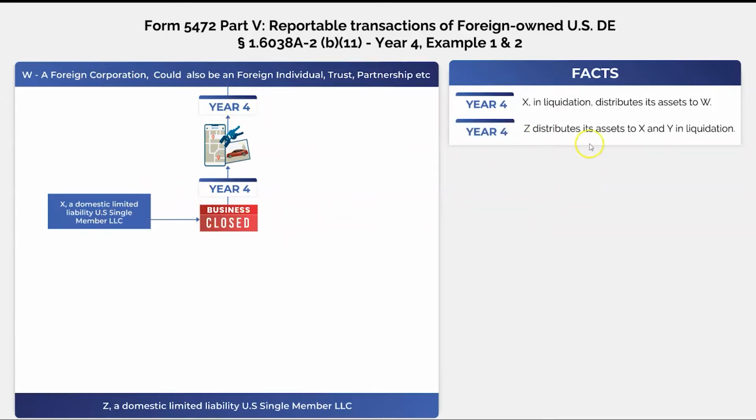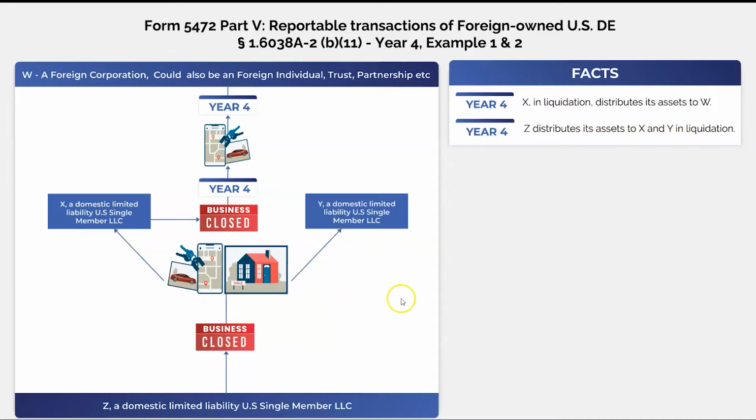Now let's move on. In the same year, Z distributes its assets to X and Y in liquidation. So you have Z here. In the prior videos, I explained that W owns X. W formed this company, and then the same W also formed Y. So you could have W, which is a foreign corporation, forming X, a company in Delaware, and then the same W formed Y, a company in Wyoming. And then X and Y came together to form another company in, let's say, Florida. So you have these two.